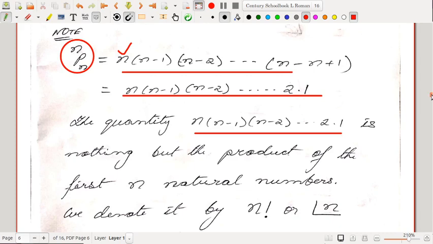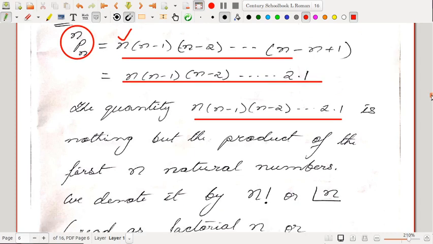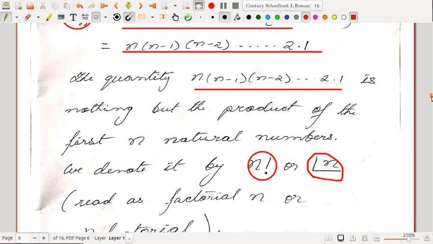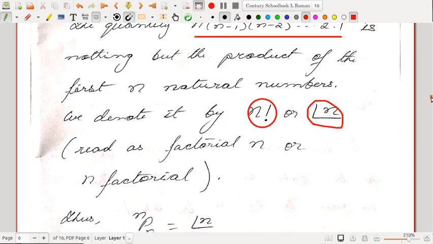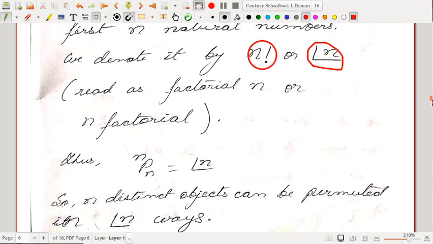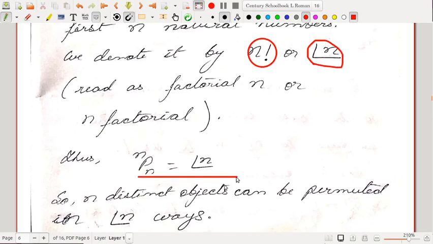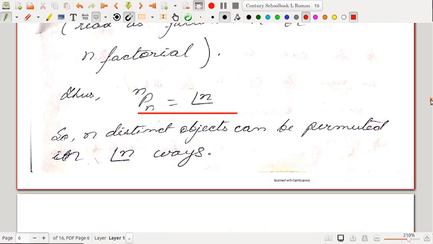So this quantity is quite special, and it is denoted by factorial n. Okay, we call this factorial n. You can use this symbol or you can use the other symbol. I prefer to use the second symbol, right? No matter which symbol you choose, always maintain the same symbol. Do not mix up the symbols, right? So this is read as factorial n or n factorial. So nPn is equal to factorial n. That means n distinct objects can be permuted in factorial n ways.